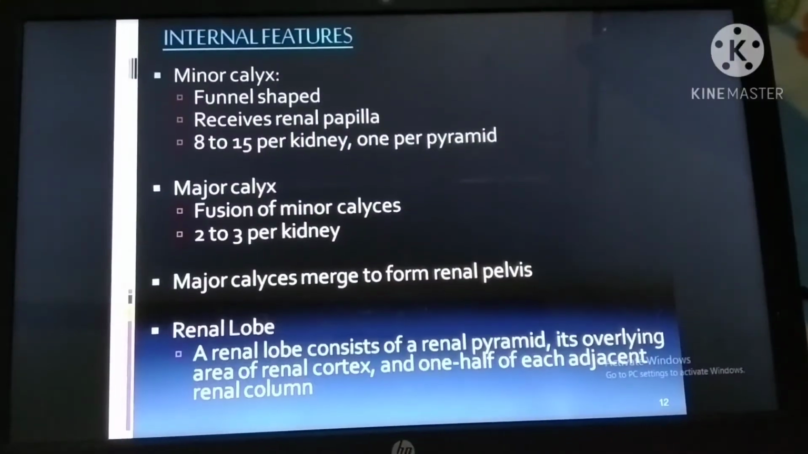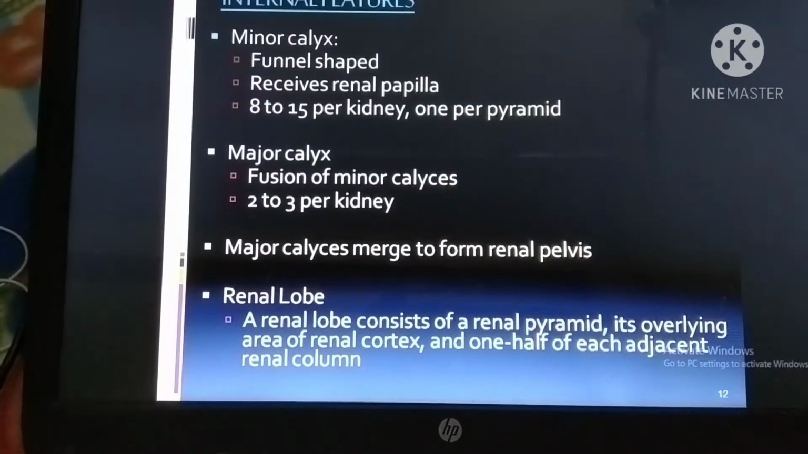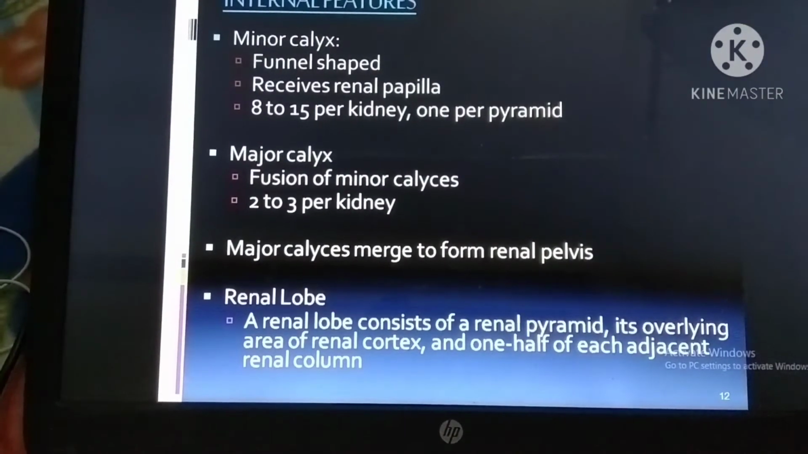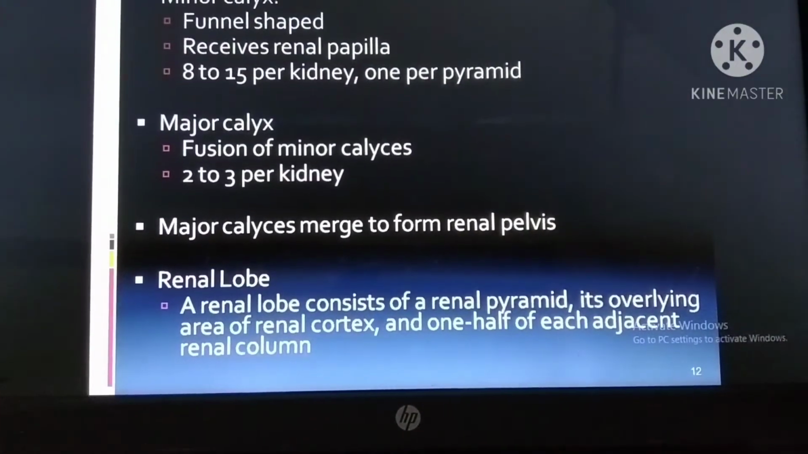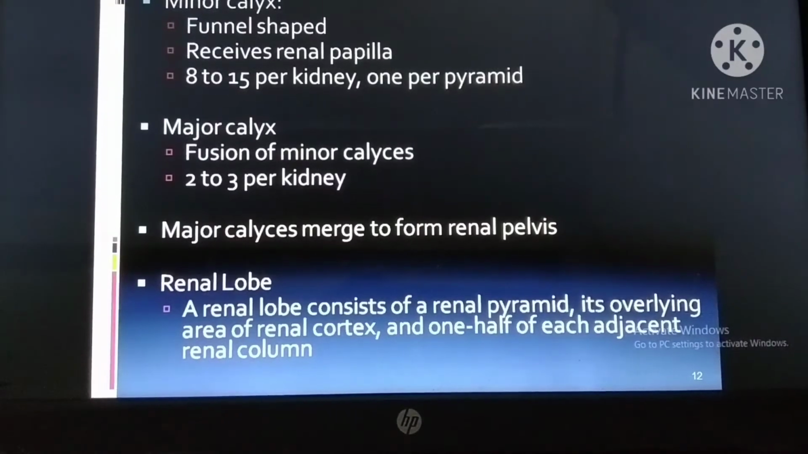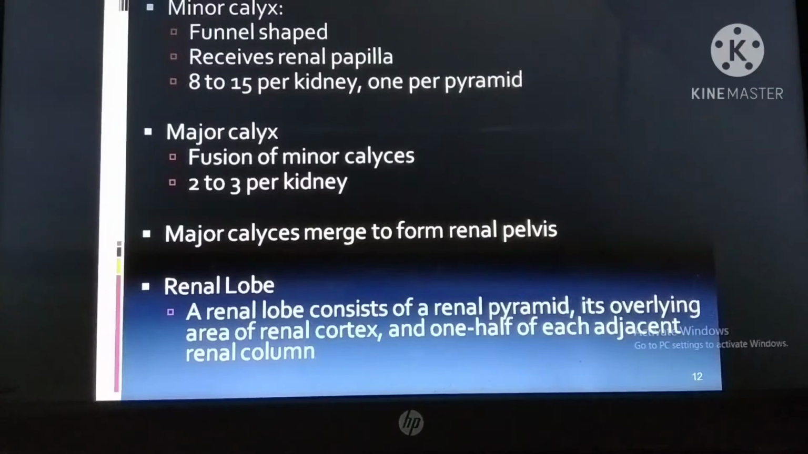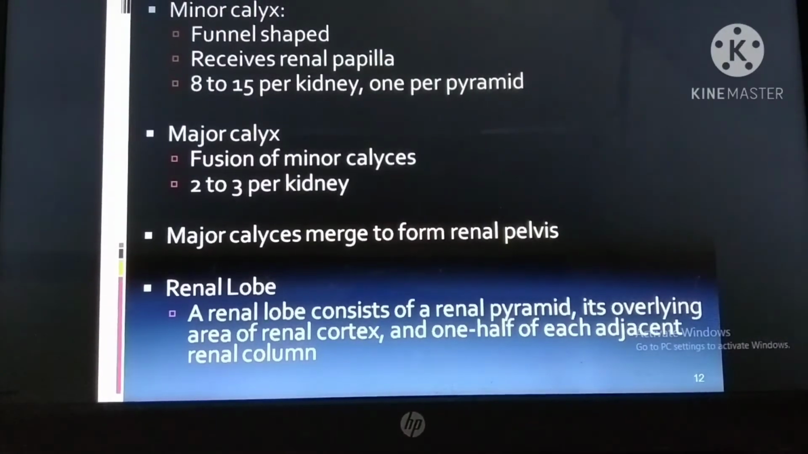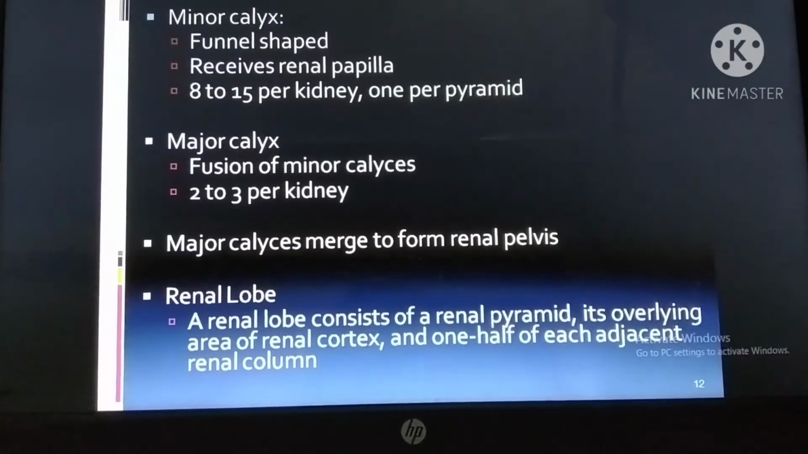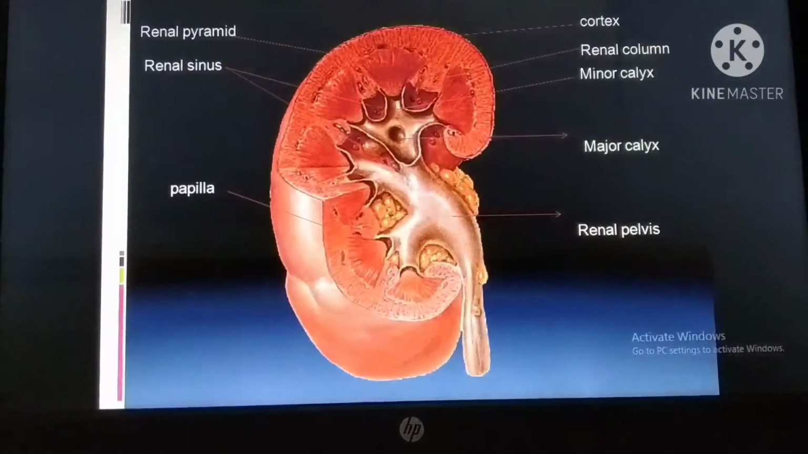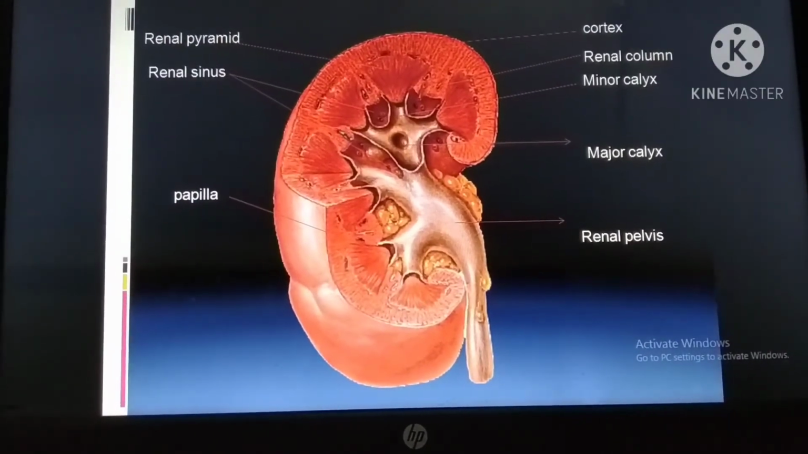Internal feature: minor calyx, which we saw in the previous slide. Major calyx is formed by 2 to 3 minor calyces per kidney. Major calyces merge to form the renal pelvis. Renal lobe: a renal lobe consists of a renal pyramid, its overlying area of renal cortex, and one half of each adjacent renal column. Here we show the renal pyramid, renal sinus, cortex.